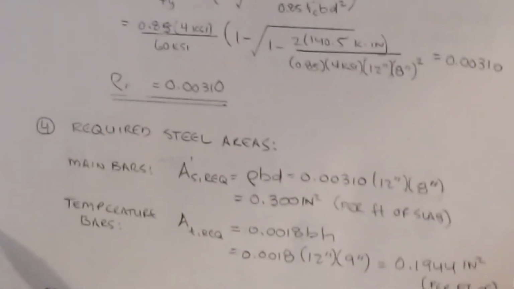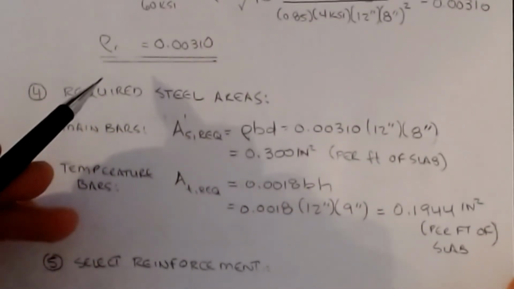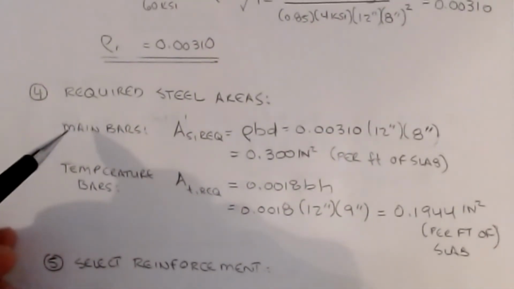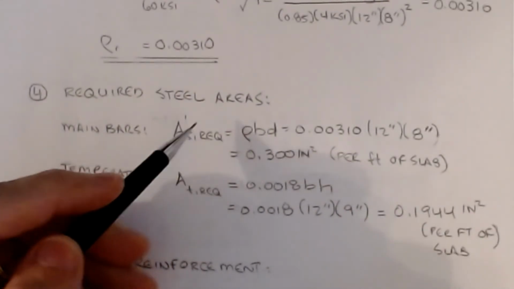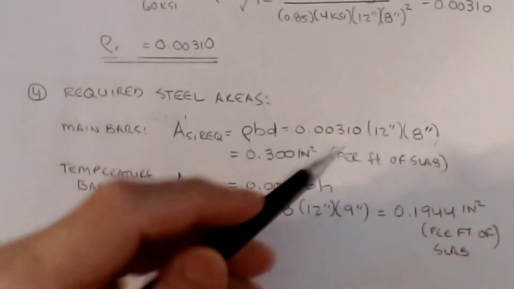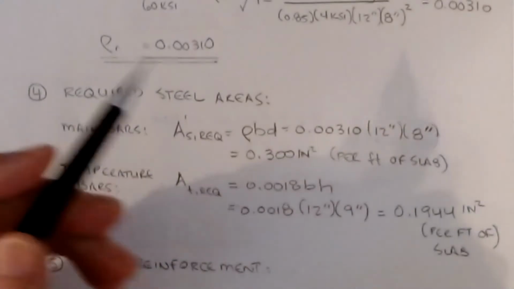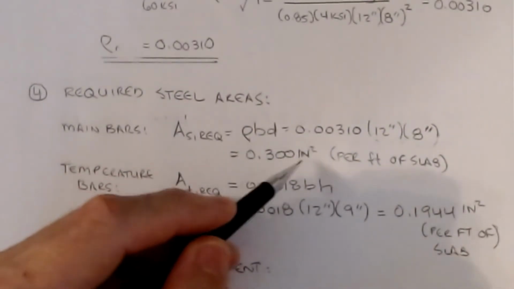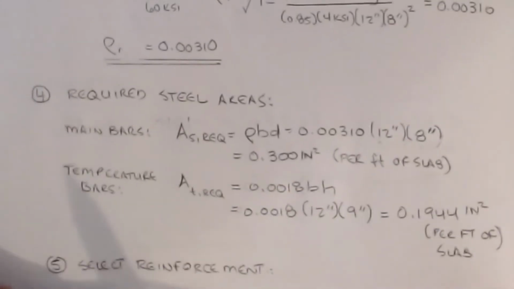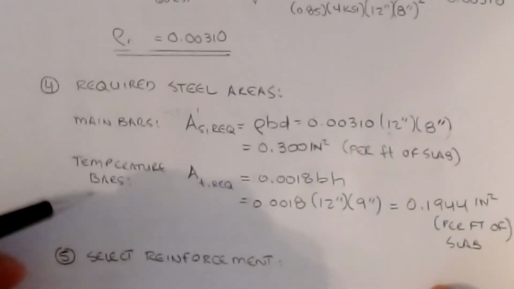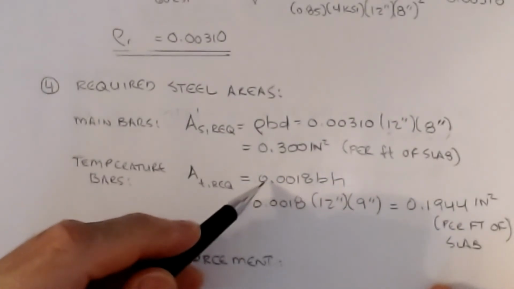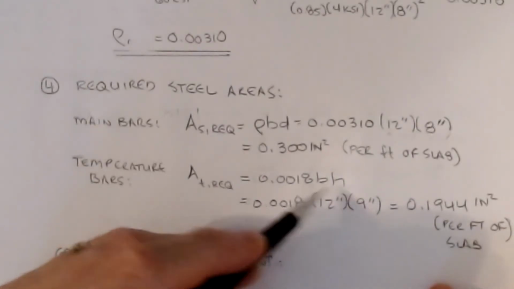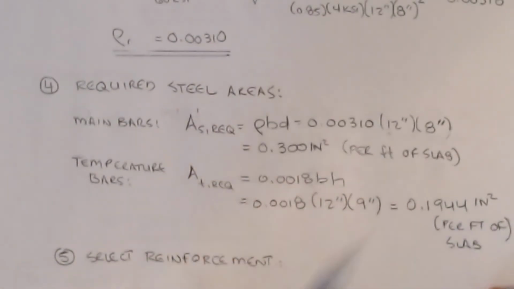Now that I've got my design rho, we can start calculating our required steel areas. For my main bars, As required is rho times bd. So I'm going to multiply this by 12 and by d, which is 8, and that gets me 0.300 inches squared per foot of slab. Then my temperature steel is 0.0018 times b times h. I plug that in, and I get 0.1944 per foot of slab.